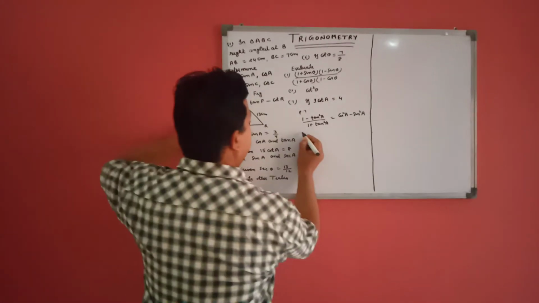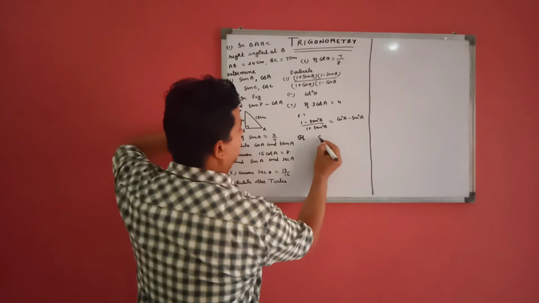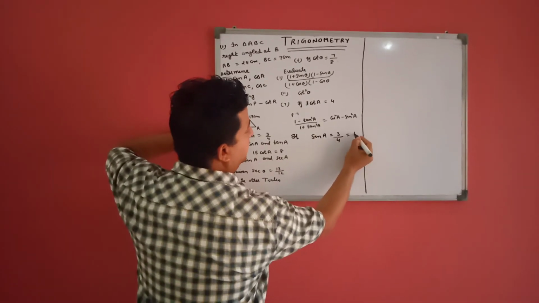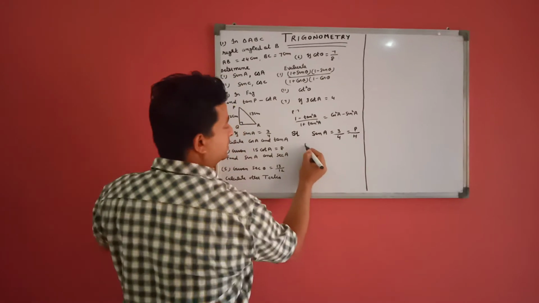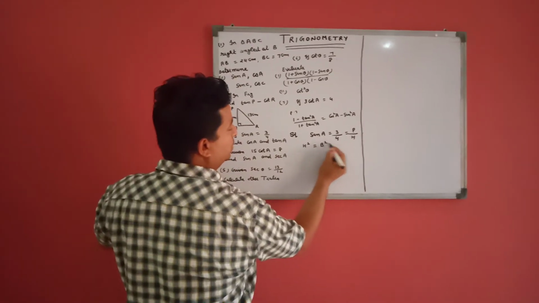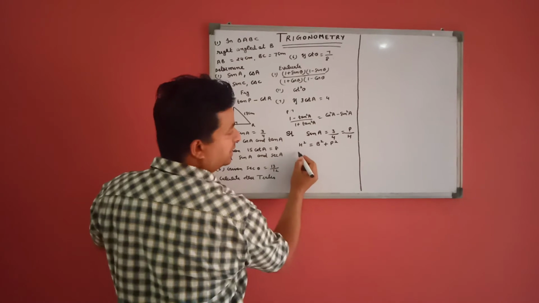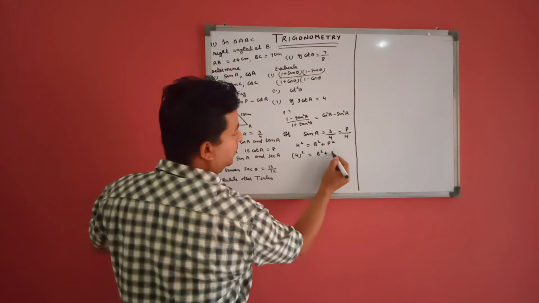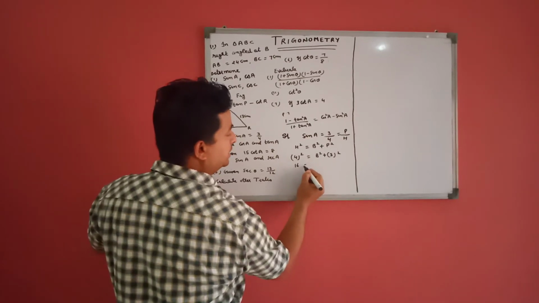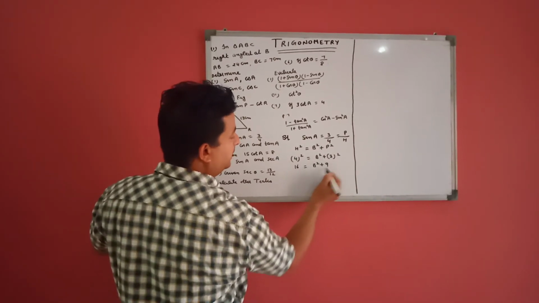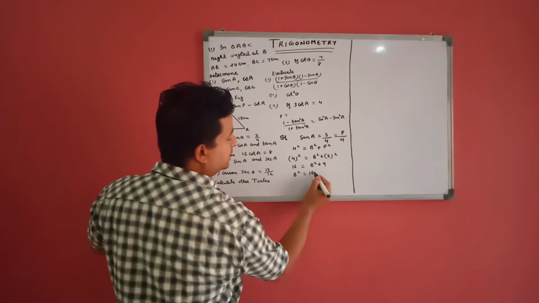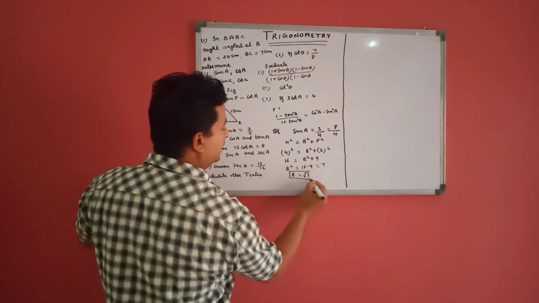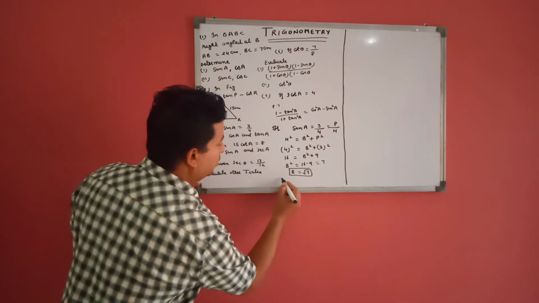In third question, sin A is 3 by 4. As we know, sin is perpendicular over hypotenuse. According to Pythagoras theorem, h square is equal to b square plus p square. H is 4, whole square, b is required, 3 square. 16 equals b square plus 9. Then b square is 16 minus 9, which is 7. B is root 7.